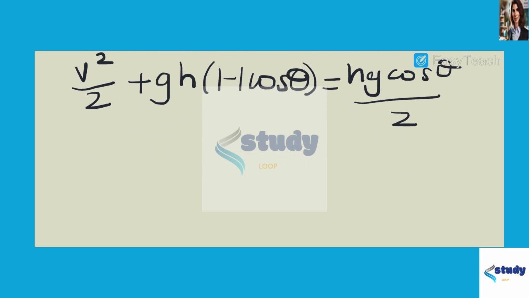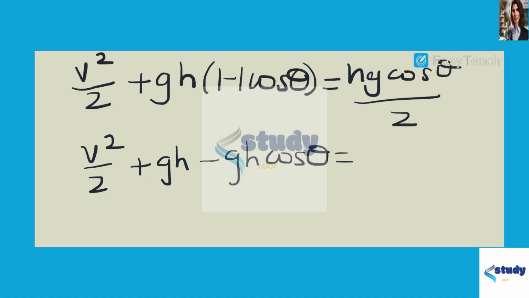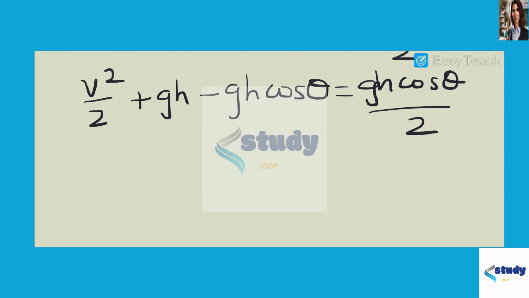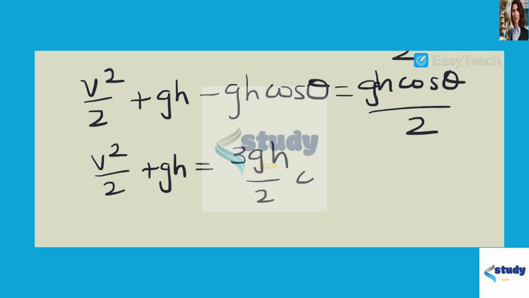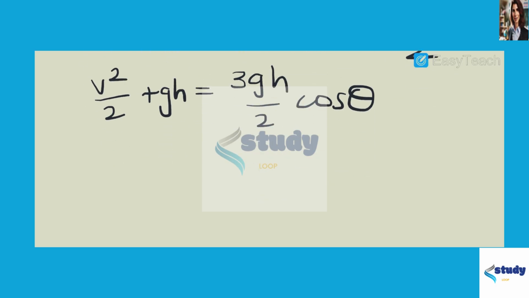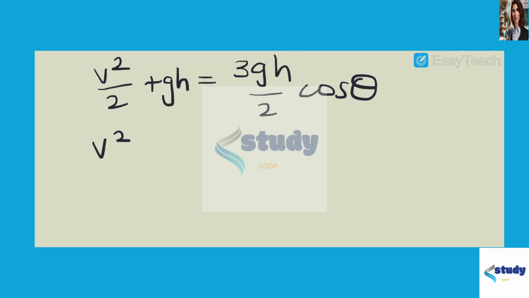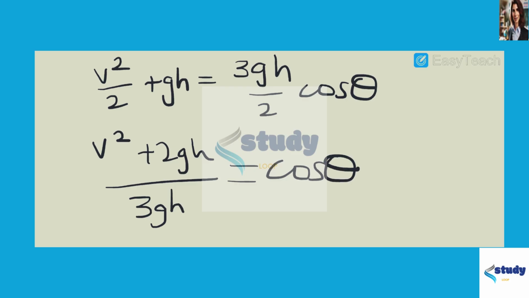Continuing on, we're going to expand what's in the parentheses: v squared over 2 plus gh minus gh cosine theta equals gh cosine theta over 2. Now let's combine like terms. v squared over 2 plus gh is going to equal 3gh over 2 cosine theta. Then we're going to bring that 3gh over 2 to the other side. So we see that v squared plus 2gh over 3gh is equal to cosine theta.